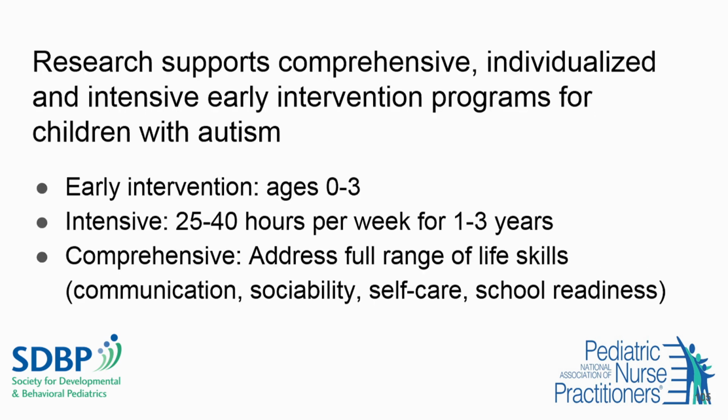Research does support comprehensive, individualized, intensive early intervention programs for children with autism spectrum disorder. That's why there's such a big emphasis on early identification and early treatment. Early intervention is often defined as ages 0 to 3. Families will say, my child is 3, does that mean it's too late? And the answer is no, it's not too late. It's good to get intervention at any time. There's just a focus on how much early intervention can help.